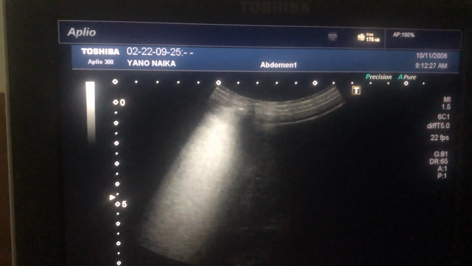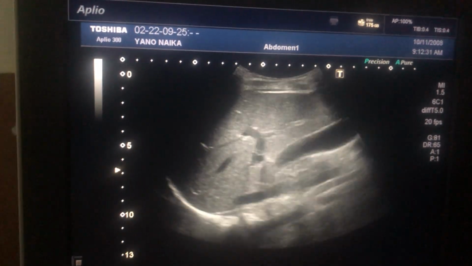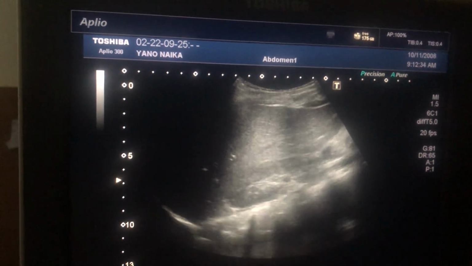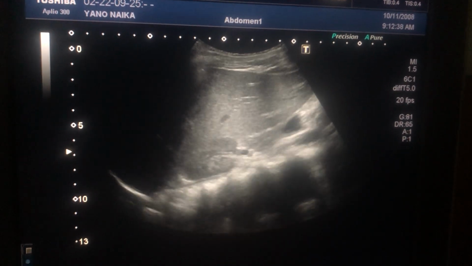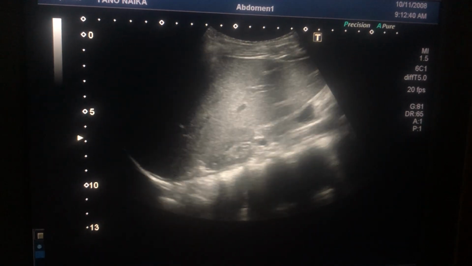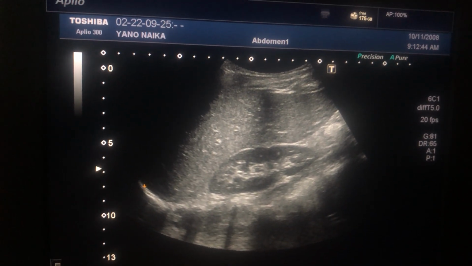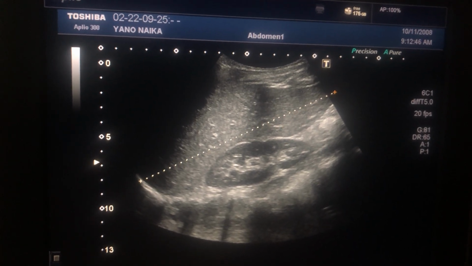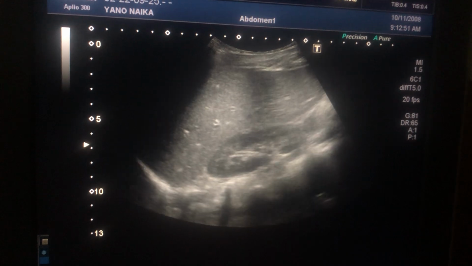Now, as we move on towards the right upper quadrant, we see the liver of this patient, which seems to be slightly larger for his age on appearance and has a slightly altered echo texture. The liver approximately measures 15.5, which for 11 years is larger, so he has hepatomegaly.